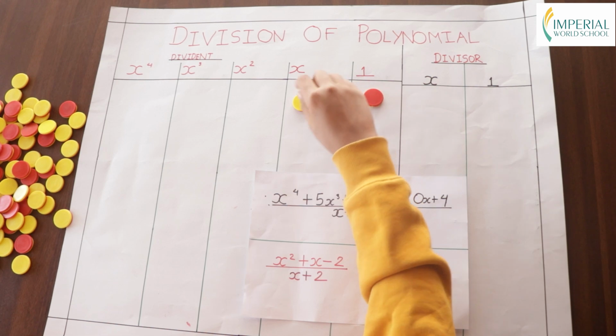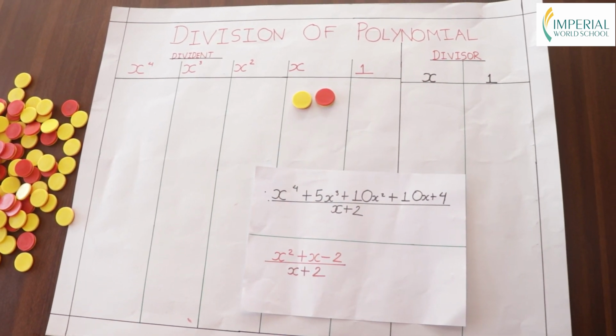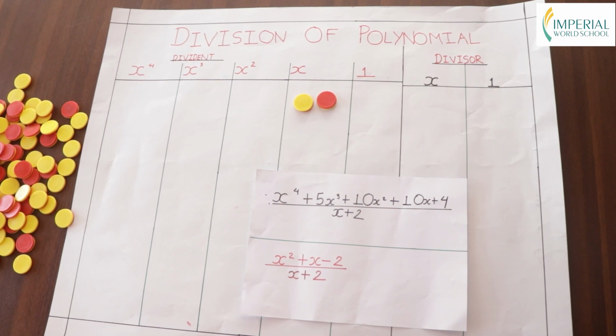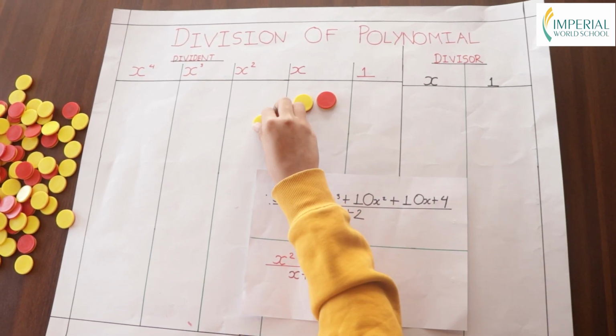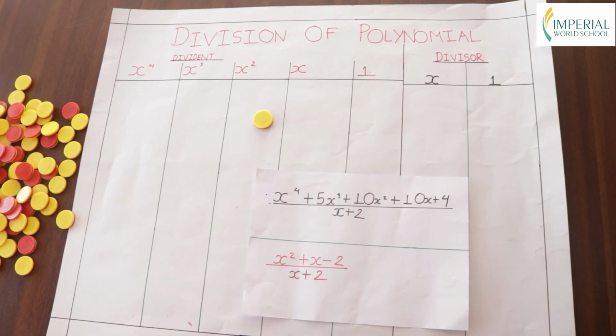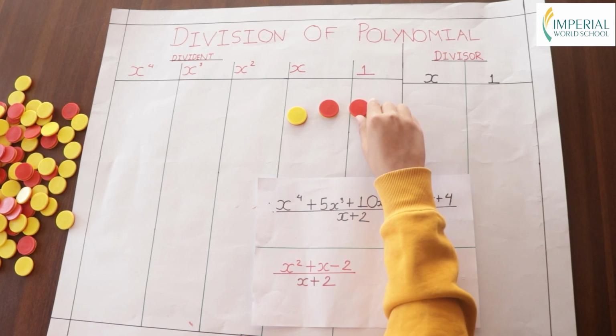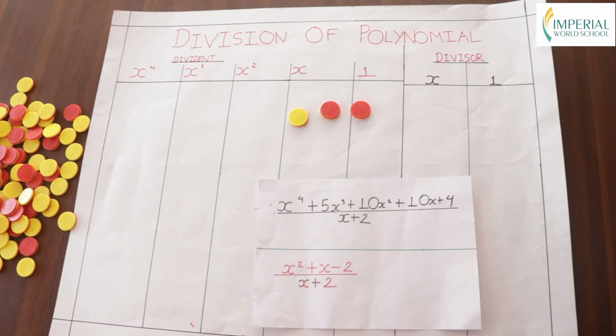If I keep one yellow counter and one red counter, then that is equal to 0. And if I add a yellow, this becomes plus 1. And to this, if I add a red counter, then this becomes minus 1.